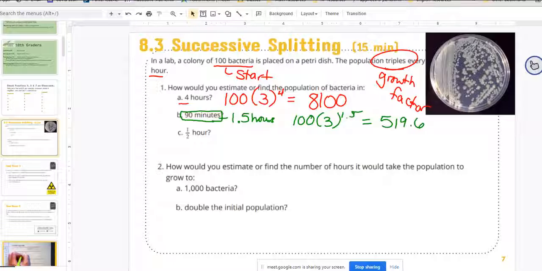And seeing how we can change the timeline. I hear people already pressing on buttons and getting ready for our next one. If we're only going to give it a half an hour, we would only need to bring it up to the 1/2 power.